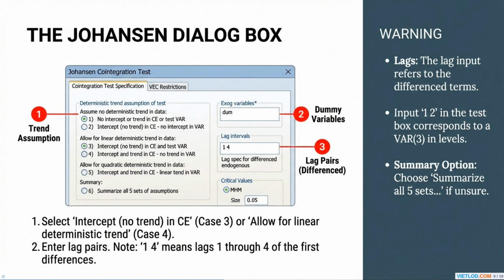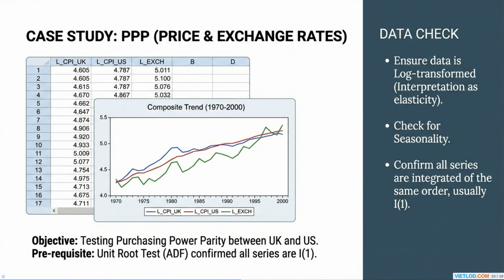Second, you can specify any dummy variables in the exogenous variables field if your model requires them. Third, under lag pairs differenced, you enter the lag intervals for the differenced terms. For instance, entering 1 4 means you are including lags 1 through 4 of the first differences. A crucial warning here is that the lag input refers specifically to the differenced terms, and entering 1 2 in this box would correspond to a VAR(3) in levels.